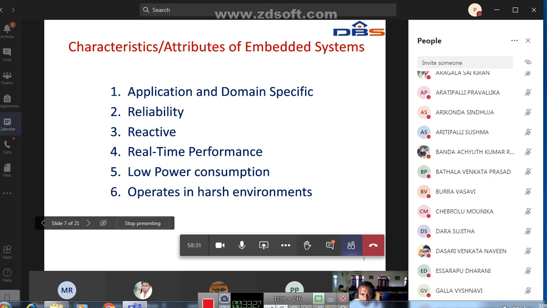Once you design the embedded system, the next requirement is that it operates in harsh environments. Suppose you design an embedded system, it must work in Rajasthan and also in Kashmir, so everywhere, which means maybe very low temperatures, very high temperatures, normal temperatures, under water, in sand, so it has to work in almost every environment.